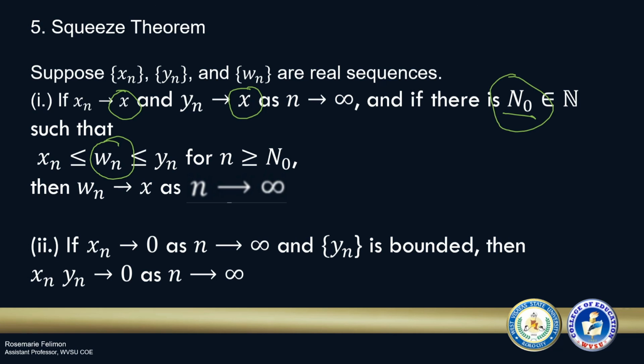The next statement is if x sub n approaches 0 as n approaches infinity and the sequence y sub n is bounded, then the product of x sub n and y sub n approaches 0 as n approaches infinity. So this simply shows that if we have one sequence which has a limit of 0 and the other one is bounded, all we have to do is get the product, and the product approaches 0 as n approaches infinity.